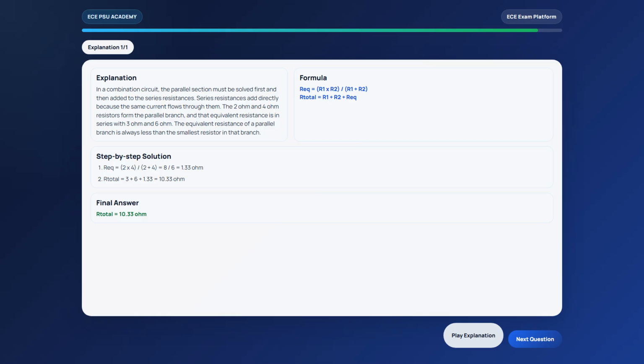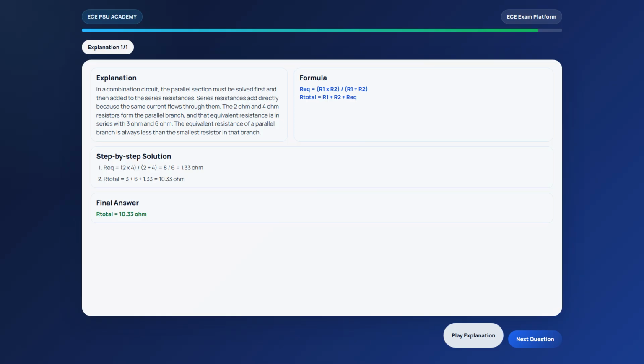In a combination circuit, the parallel section must be solved first and then added to the series resistances. Series resistances add directly because the same current flows through them. The 2 ohm and 4 ohm resistors form the parallel branch, and that equivalent resistance is in series with 3 ohm and 6 ohm. The equivalent resistance of a parallel branch is always less than the smallest resistor in that branch.